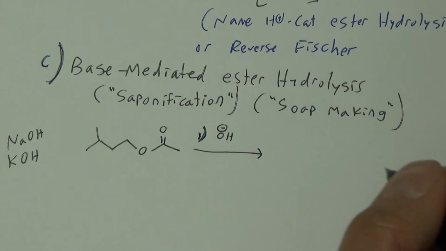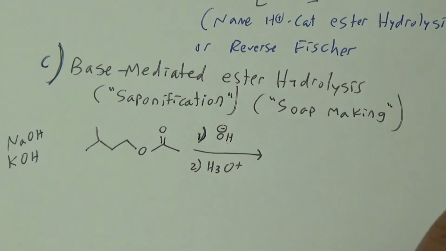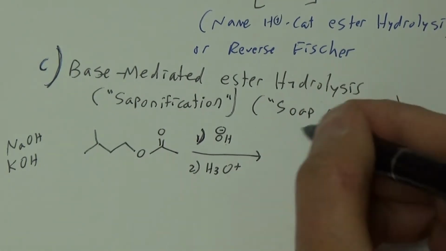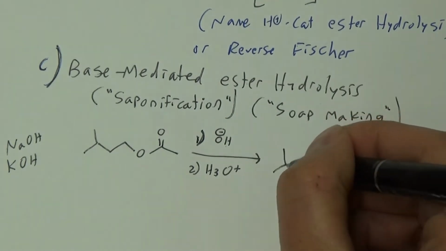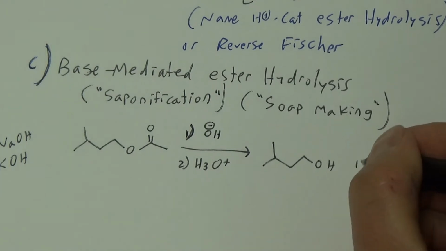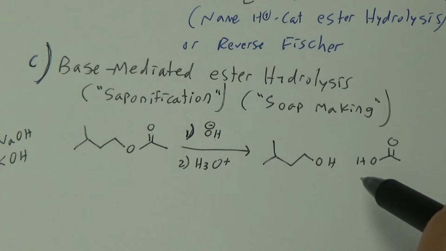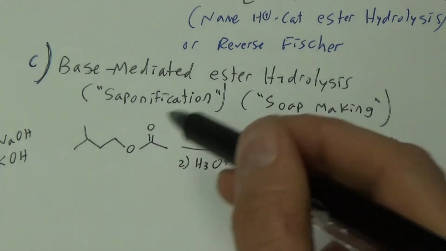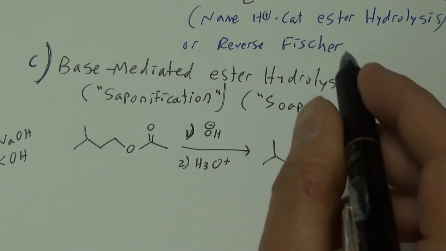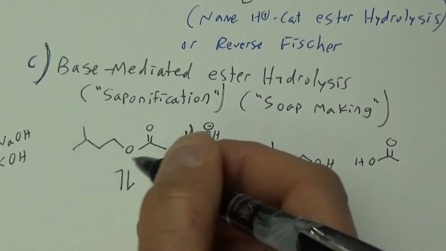Hydroxide. And then we actually do need a little bit of an acid step afterwards, and that reprotonates the carboxylic acid. Net effect of this reaction is you get your alcohol and the carboxylic acid. Thus, it is hydrolysis. We're cleaving the ester with water. The mechanism of this is actually a couple steps that are reversible.